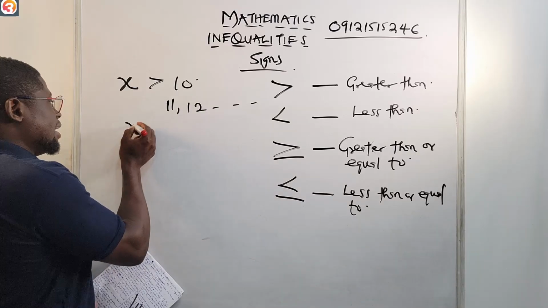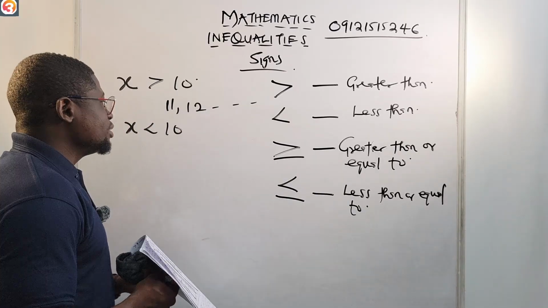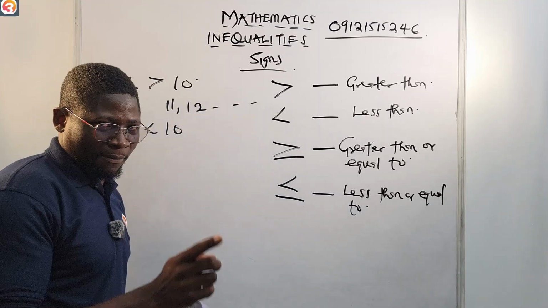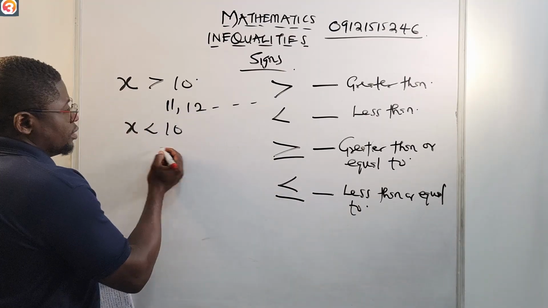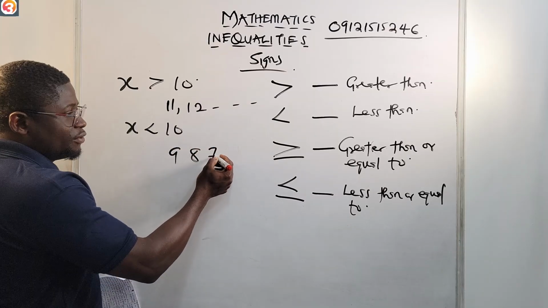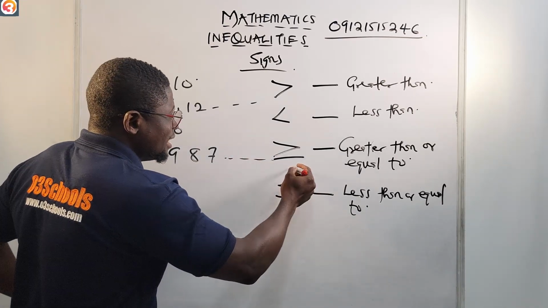If I now told you that X is less than 10, what does that tell us? It tells us that the values that will satisfy this inequality are values that are less than 10. So 9 will satisfy it, 8 will satisfy it, 7 will satisfy it, like that, up to negative.